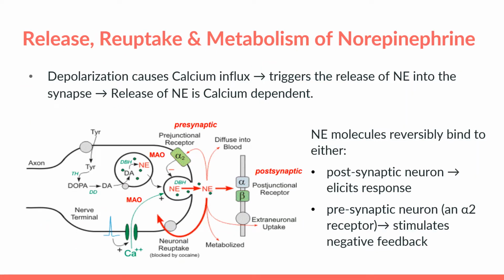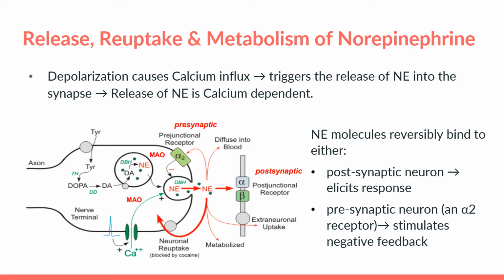Release of norepinephrine from the vesicles into the synapse is triggered by signal transduction. When a wave of depolarization reaches the nerve terminal, calcium channels are triggered to open, resulting in a calcium influx into the cell. This leads to the fusion of the storage vesicles with the cell membrane and the consequent release of norepinephrine molecules into the synapse. Thus, the release of norepinephrine is known as calcium-dependent release.